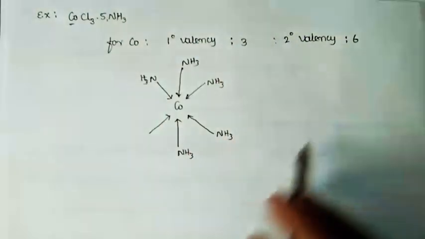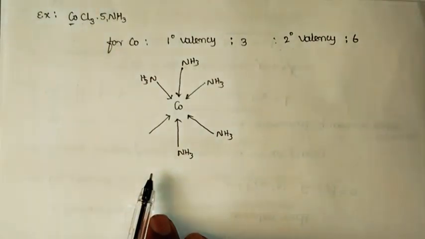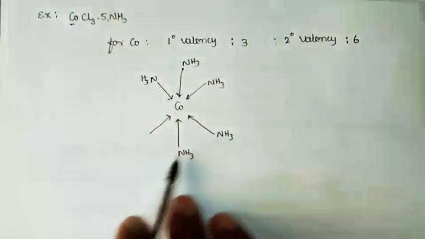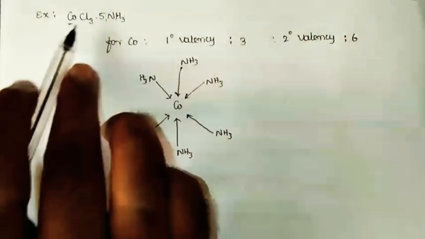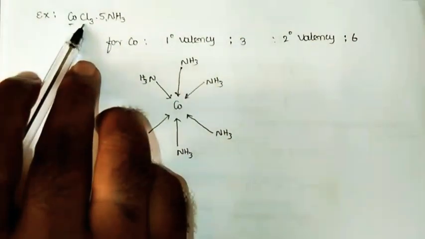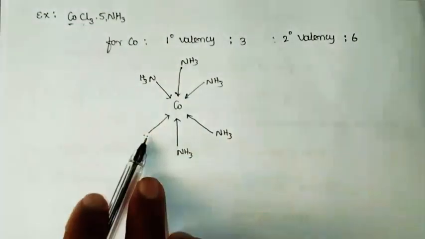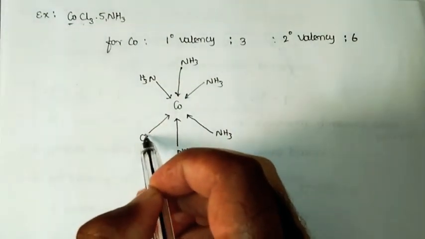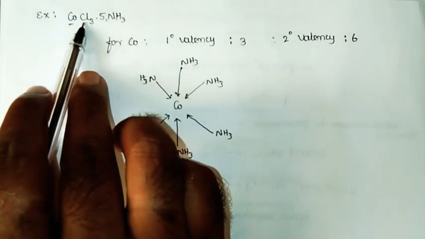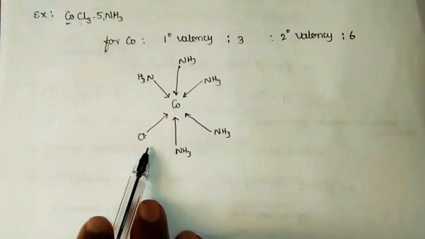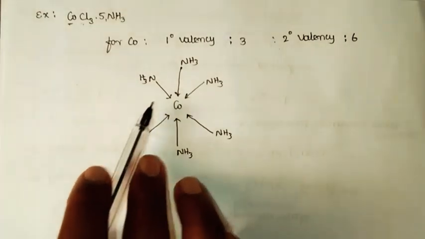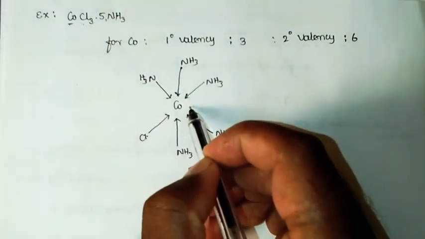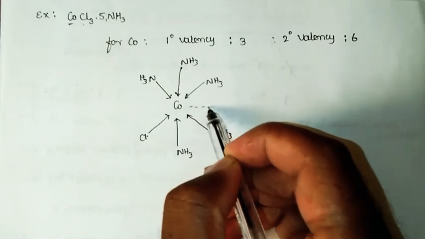So we have written all the 5 NH3 molecules which are satisfying the secondary valency. But one more vertex has been left. At this position we have 3 chlorines, so only one chlorine can fit over here. But still we have 2 more. That means the remaining 2 are not acting as ligands, so they are not satisfying the secondary valency. They can satisfy only primary valency. So let me show it this way with dotted lines.